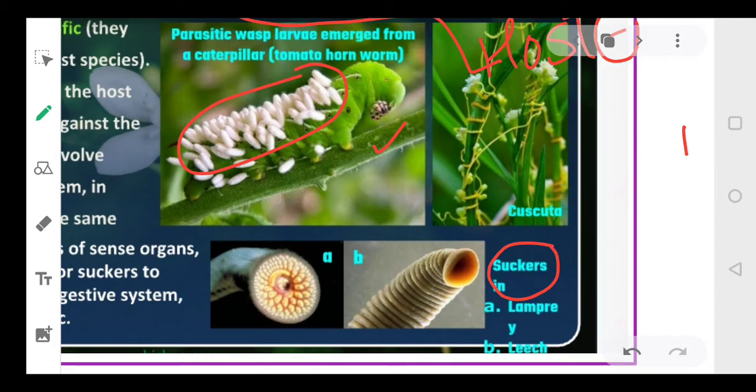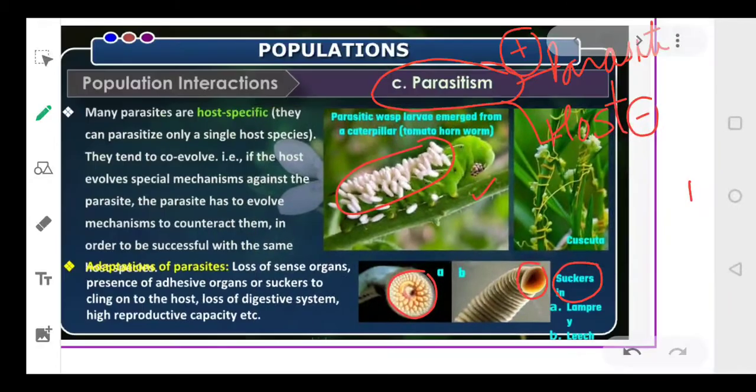In addition to this, parasites have some special structures which are referred to as suckers, like in the case of lampreys and leech. You see this structure in the case of leech, and this is the structure in the case of lampreys. These structures are referred to as suckers, and they help in attaching the parasite to the host body so that they can derive nutrition from the host body.